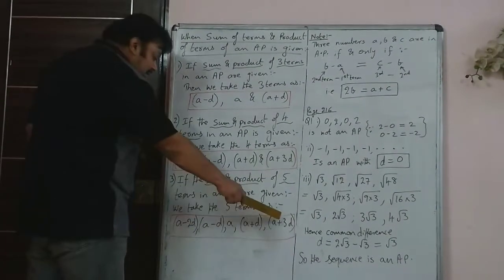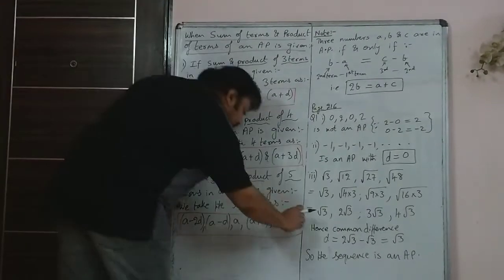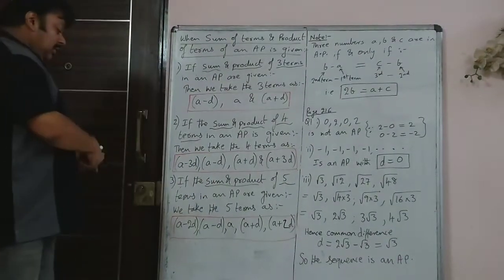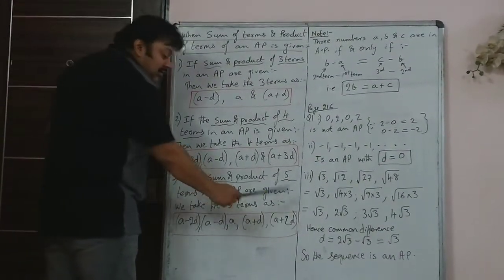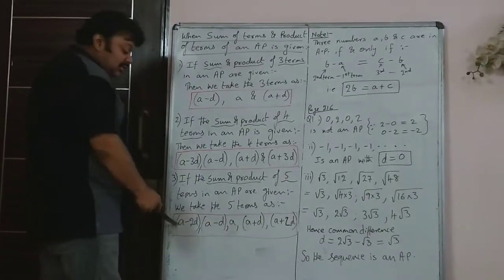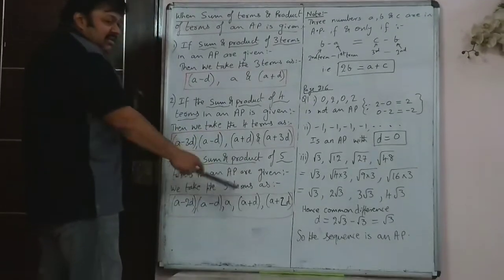Because when you add it, it should be A plus 2D, last one. So when you add this, you will get what? Minus 2D and plus 2D will get cancelled. Minus D and plus D will get cancelled, so you will get 5A. So such lengthy sums are generally not asked.